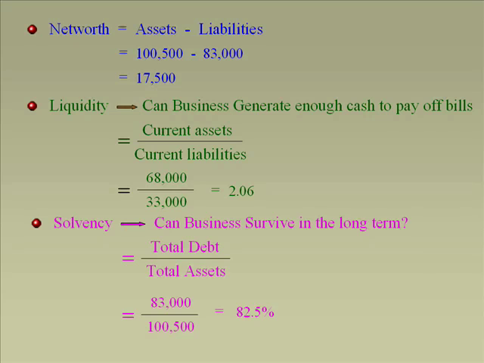Last question. Would you put your money on the Double Surprise Travel Agency? Maybe not. The net worth is low. They can barely generate enough cash to pay off bills. And their debt-to-asset ratio is very high. So the answer would be, it's not worth investing in.